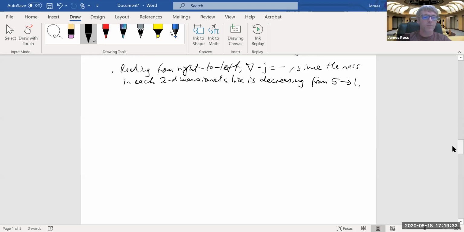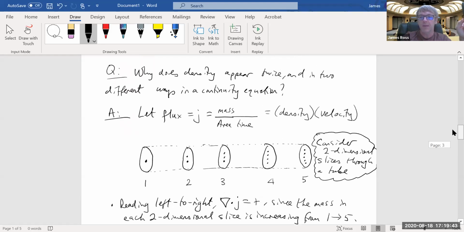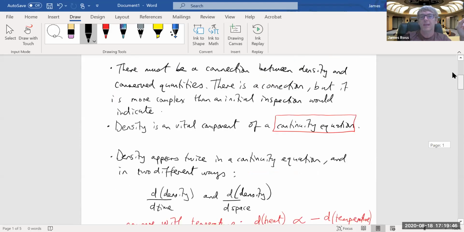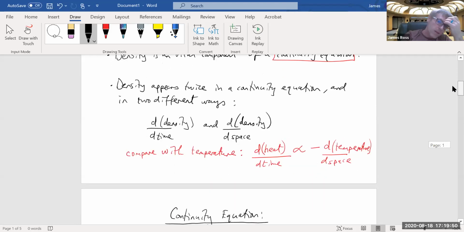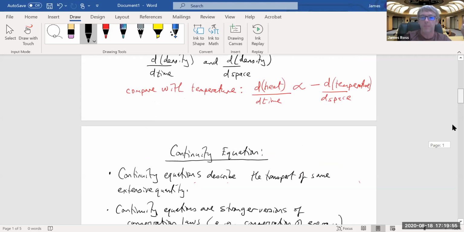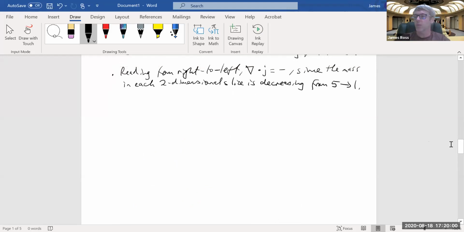Okay, that's fine. But there's another way to inspect that diagram. And if that were the only way to inspect that diagram, we'd only need 1 instance of density. But our question is, why are there 2 instances of density, which was our initial observation back in the day when we said density appears twice in the continuity equation, but we're finally explaining that now. Okay, so let's move on.